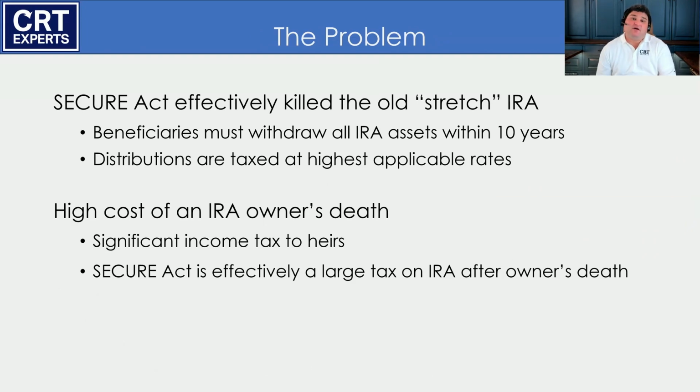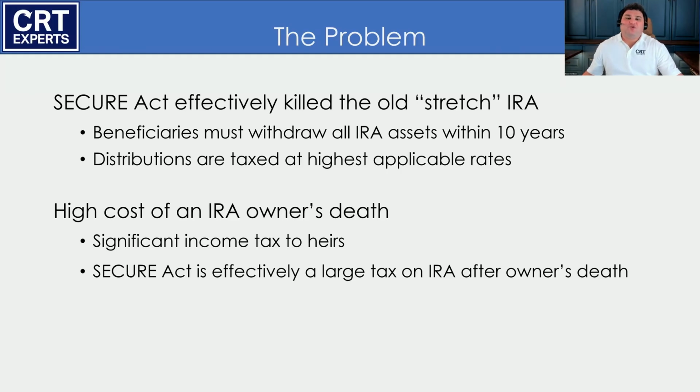Okay, so jumping in, the problem we're here to discuss and solve, of course, is that the Secure Act ended the old stretch IRA. So instead of CRT or beneficiaries of the IRA being able to withdraw income over their remaining lifetimes, they must withdraw it over a 10-year period. And of course, those distributions are going to be taxed at the highest applicable rates.